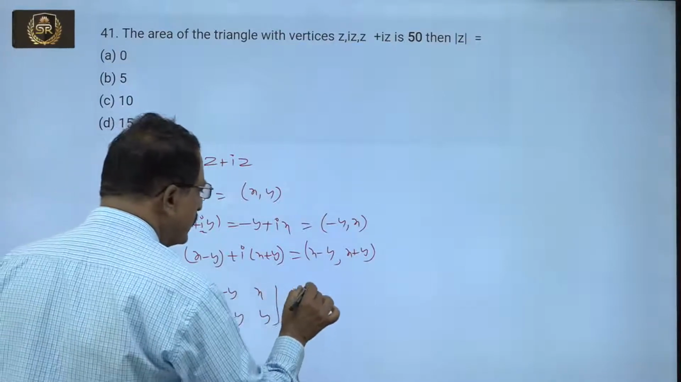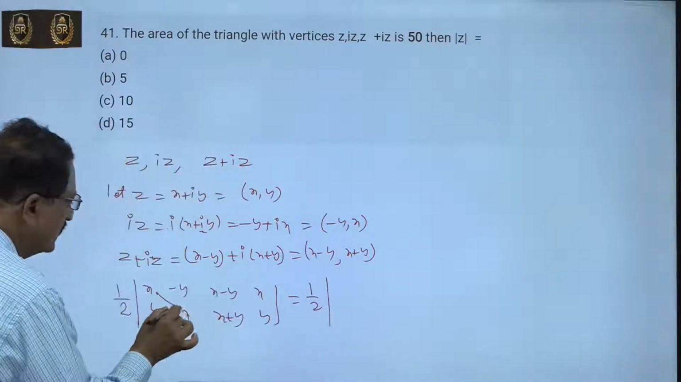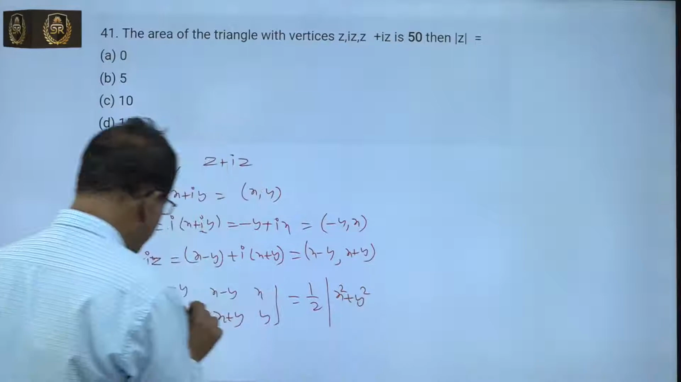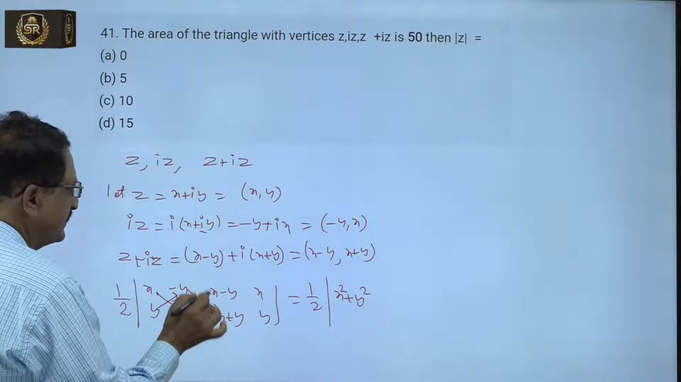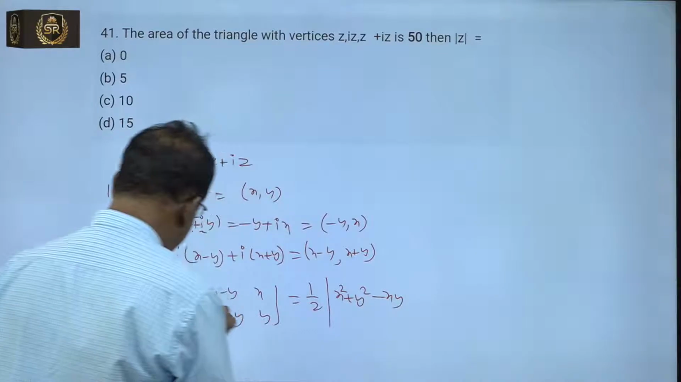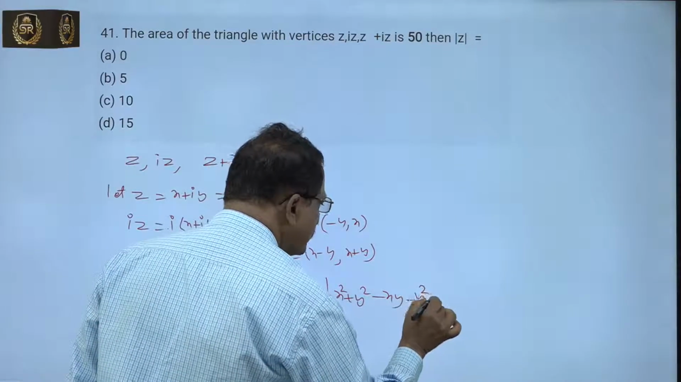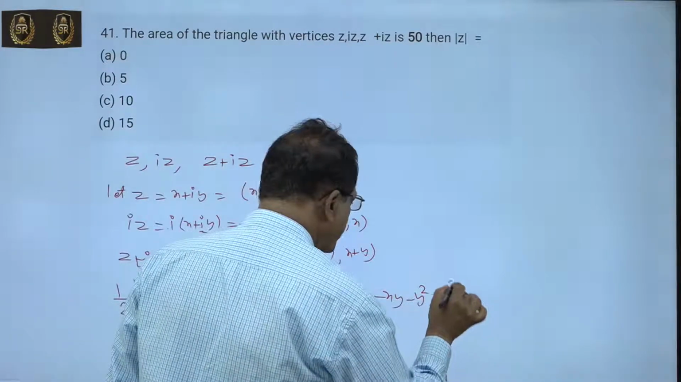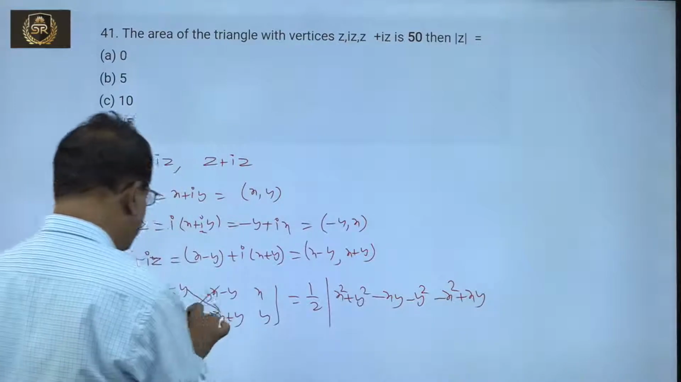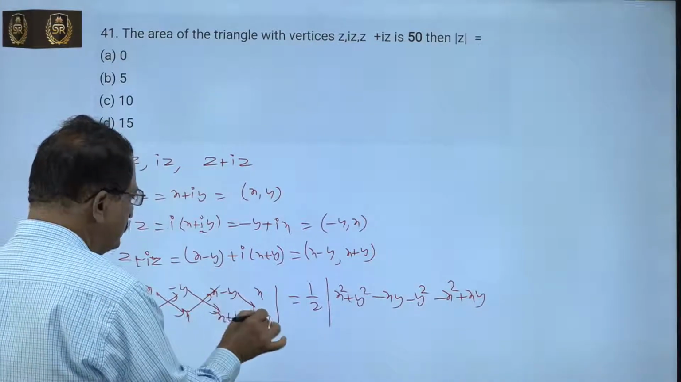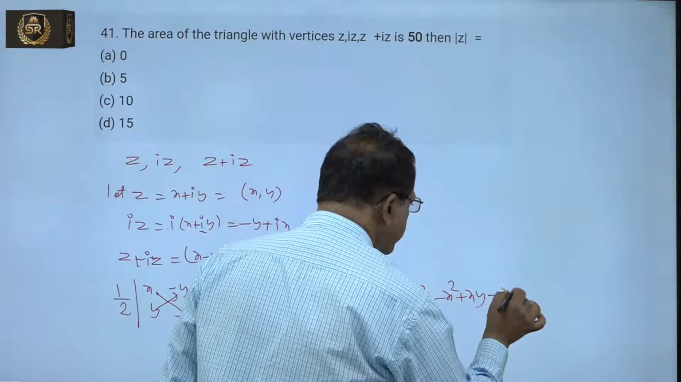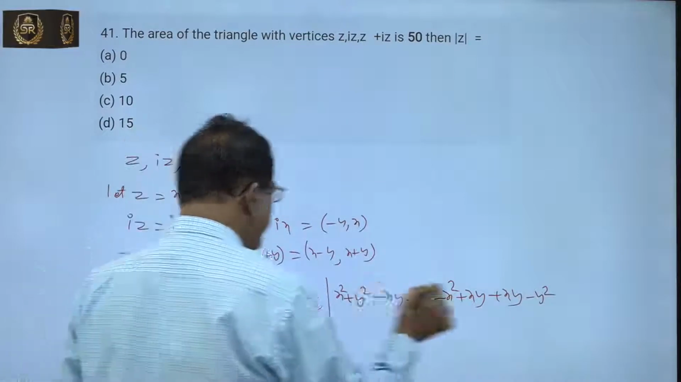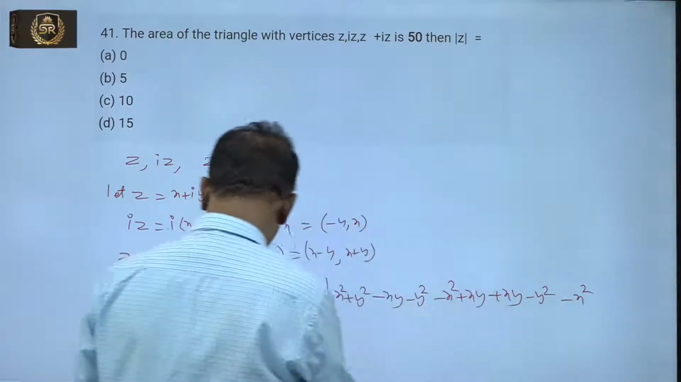Now that equals half into: x squared plus y squared, then multiply the next terms, minus xy minus y squared, minus of these values, minus x squared, minus of minus plus xy. Next multiply these two, plus xy, minus y squared, minus of this value, minus x squared minus xy.